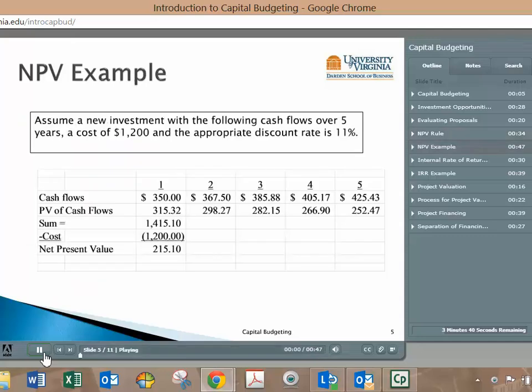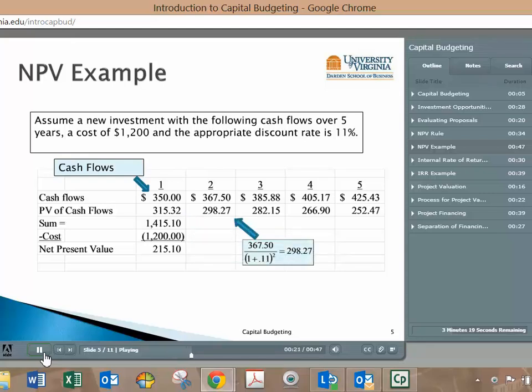Let's look at an example. A project has the following cash flows. We discount these cash flows using the appropriate risk-adjusted discount rate. In this case, we assume an 11% discount rate. Then each cash flow is discounted. First cash flow of $350 is discounted one period at 11%. The second is 2 periods at 11%, and so on. The last cash flow is discounted 11% for 5 periods.